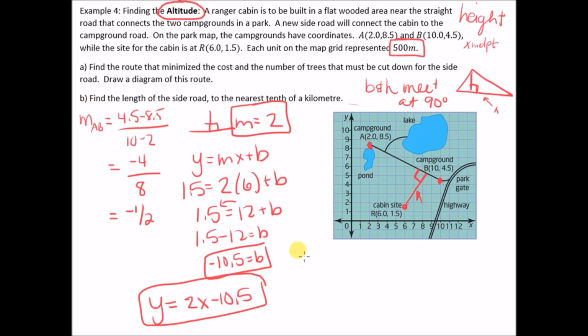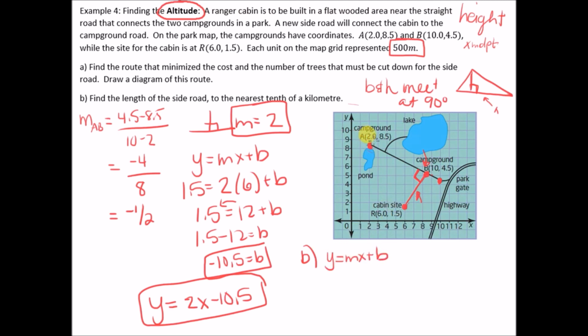Okay, now B. This is a little bit more complicated. We need to find the length of this side road. So here's the issue. We don't actually know which point this red line touches the line from A to B. So what we're going to have to do is find the equation of AB, and then find the point of intersection. So let's find the slope. We already have the slope of AB actually. It's -1/2.